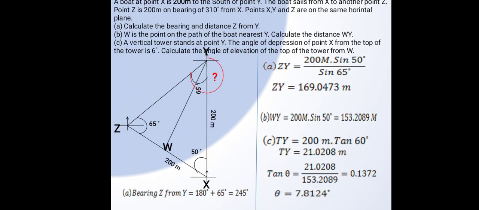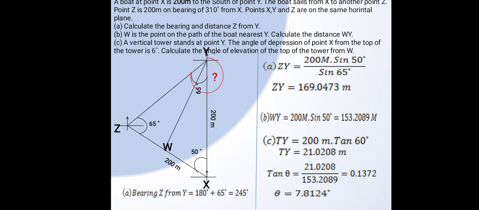A boat at point X is 200 meters to the south of point Y. The boat sails from X to another point Z. Point Z is 200 meters on the bearing of 310 from X. Points X, Y, and Z are on the same horizontal plane. Calculate the bearing and the distance of Z from Y.